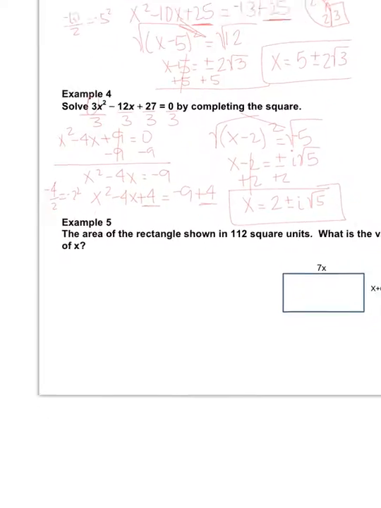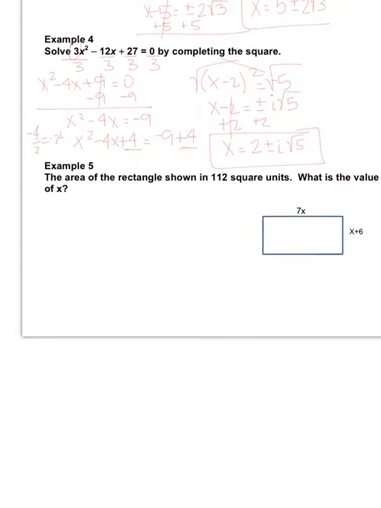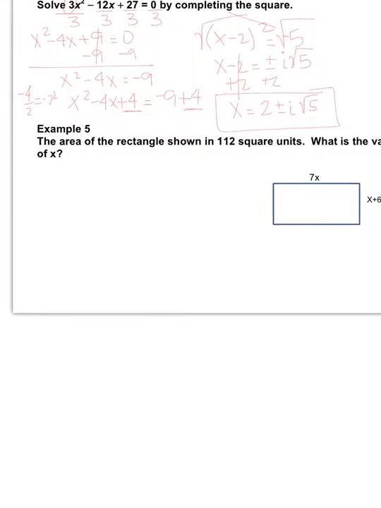Okay, so let's look at this last example that we have. It says the area of a rectangle is shown. The area of the rectangle shown is 112 square units. You're trying to find the value of x. Okay, so we're talking about the area of a rectangle. The formula for that is length times width. So I'm going to plug into that.